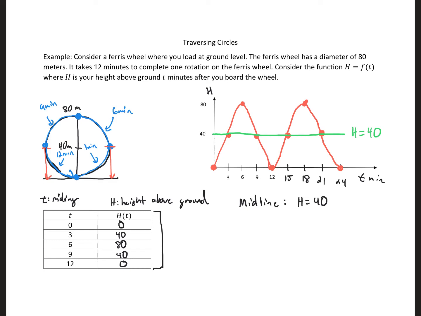The next key feature that I want to identify is what we call the amplitude. The amplitude is the distance from the midline to the top of the graph or from the midline to the bottom of the graph. For this particular graph, this distance here would be the amplitude. Or this distance here is also the amplitude.